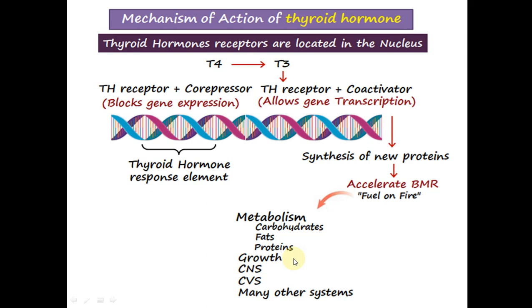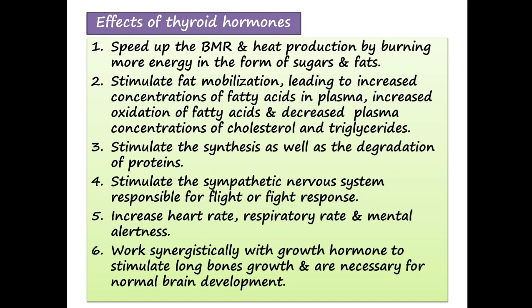So thyroid hormones have roles in the development of the central nervous system. They have effects on the cardiovascular system and many other body systems. They are activated, and the metabolism in these organs and systems is accelerated. Thyroid hormones accelerate the basal metabolic rate, which will result in burning of energy from carbohydrates, fats, proteins, and it will lead to heat production.